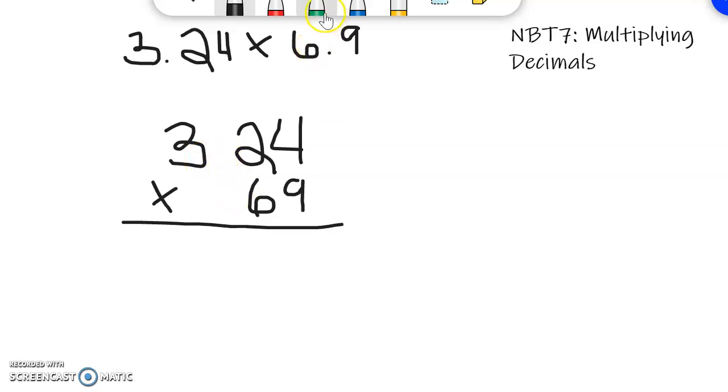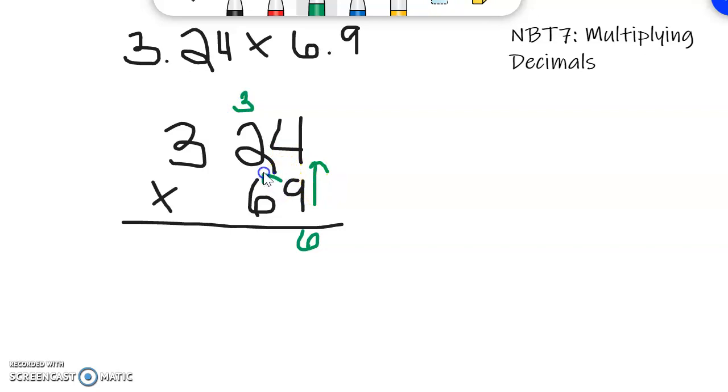So then we use the distributive property to multiply, starting with the 9, okay? So I'm going to distribute the 9 to the 4. 9 times 4 is 36. 6 down low, 3 up top over the tens place.